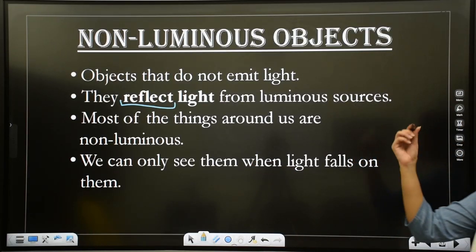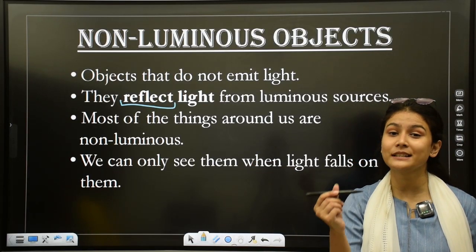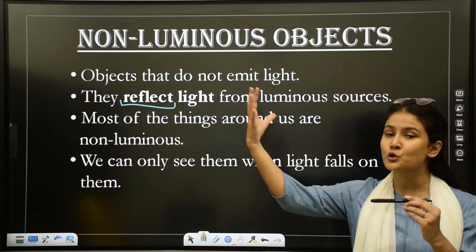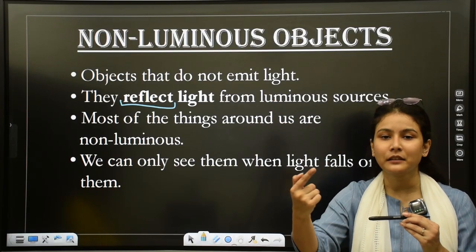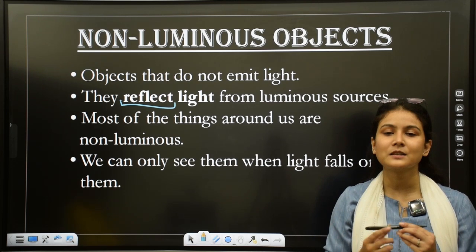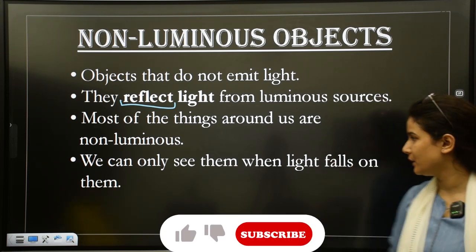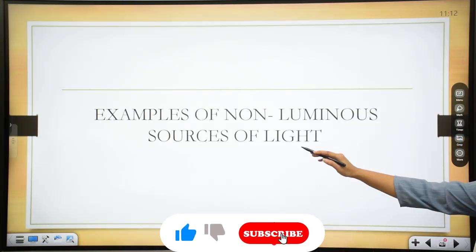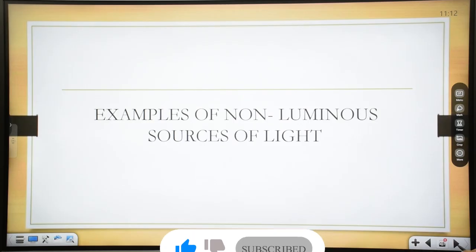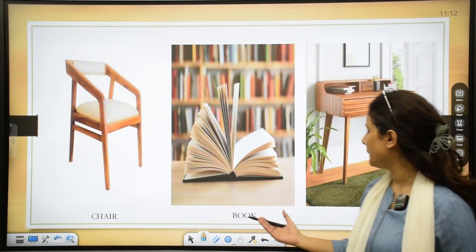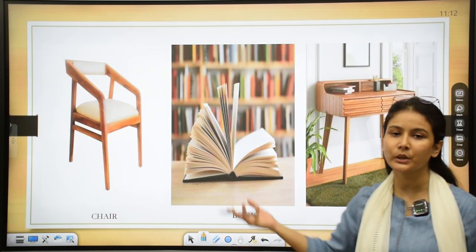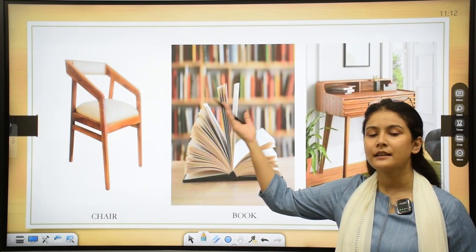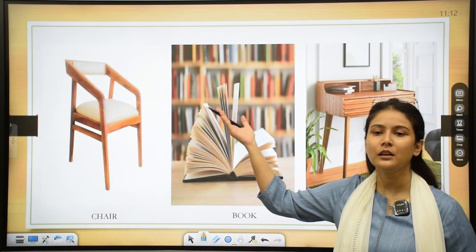Okay. You can see this pen right now. Why? Because it reflects the light. The light from the source is falling on this pen and that is being reflected and reaching our eyes. That is why we are able to see this pen. Examples of non-luminescent objects: chair, book and table. We all know these objects. They do not emit light. You can only see them when there is a source of light near the object.